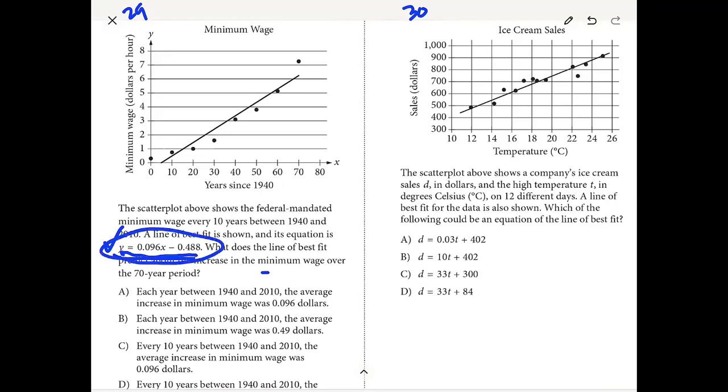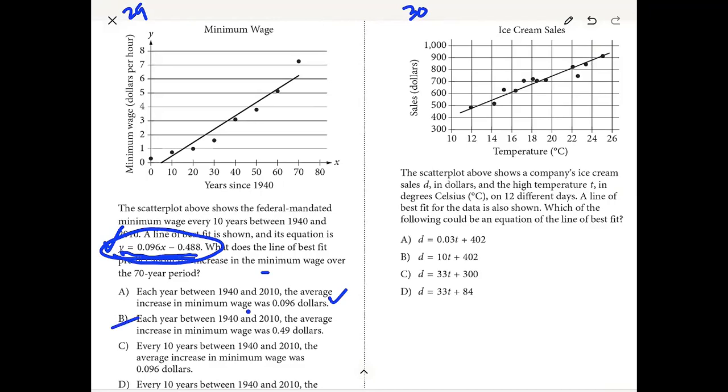And I would look at, okay, what happens every year? Because the two choices that you really have to choose from, it says each year between 1940 and 2010, the average increase in the minimum wage was about 9.5 cents. That's what this one says. So one year, every year, it goes up by 9.5 cents. This one is not right.